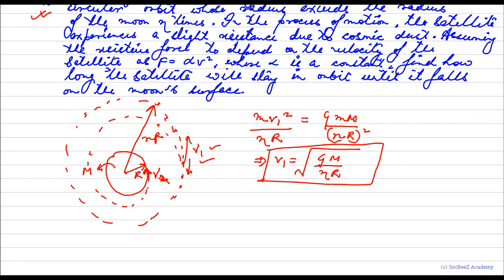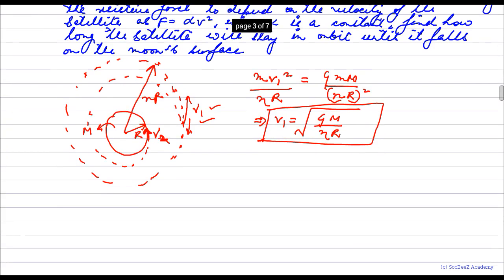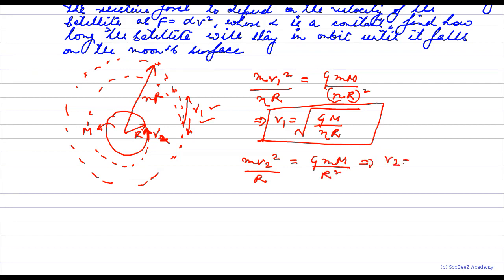Now let us find out the velocity of the satellite when it strikes the moon. In that case, the centripetal force required is mv2² upon R. This must be equal to the gravitational attraction of the moon and the satellite at that particular point. So this gives me v2 as root over GM upon R.